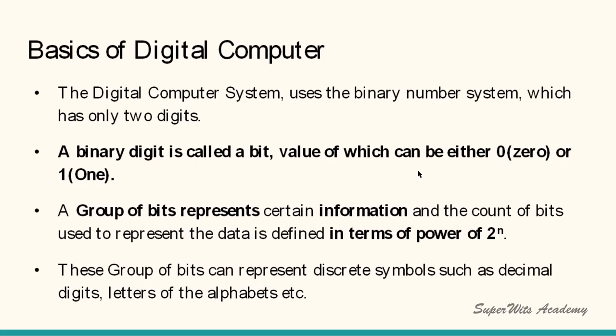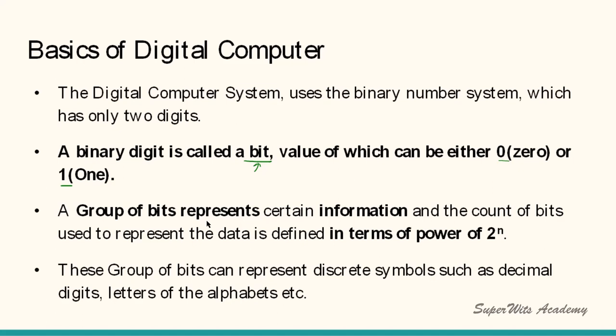Now let's start with the basics of the digital computer. A digital computer system uses the binary number system, which has only two digits. When I say two digits, this is 0 and 1, there are only two, and individually they are named a bit. So this is basically a unit for the representation of a particular piece of information within a computer system, which can be either 0 or 1.